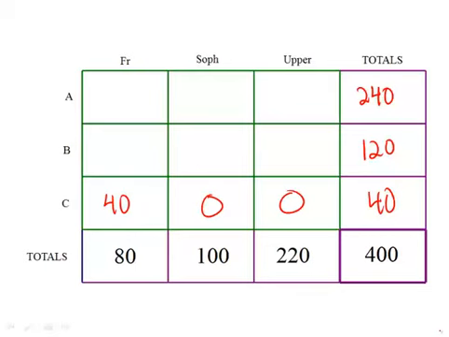Now we're told that half the students from B are upperclassmen. So half of 120 is 60. Half of them are upperclassmen, and the other 60 are split evenly, so 30 and 30. So now we want sophomores from A. We'll look down the sophomore column. We have blank plus 30 plus 0 equals 100. Clearly this number has to be 70, and that's our answer.